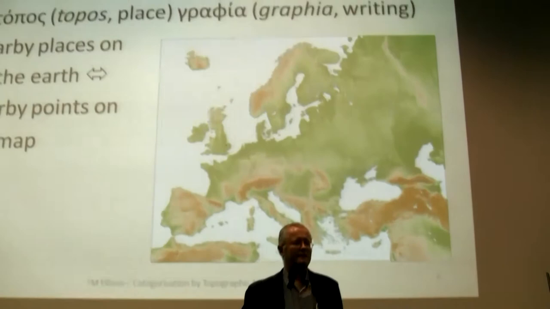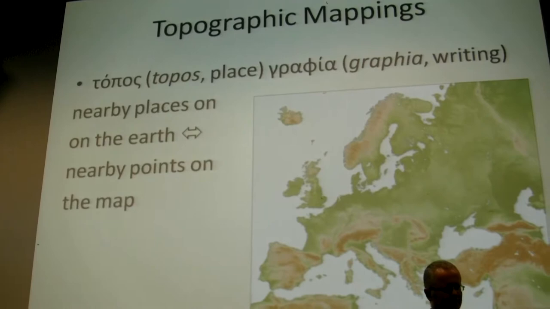Well, I'm going to take a small digression and talk about topographic mappings. So I'm going to go into topographic mappings, then I'll present an outline of the argument, and then I'll go on to describe topographic mappings in the brain, because they're very common. So topographic mappings take their name from the two Greek words you see, topos and graphia, because they're originally about how you represent place in writing.